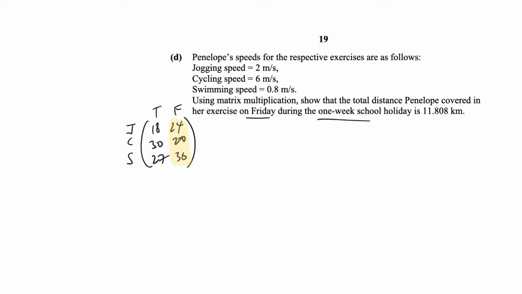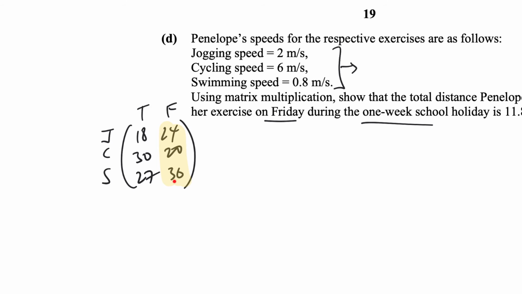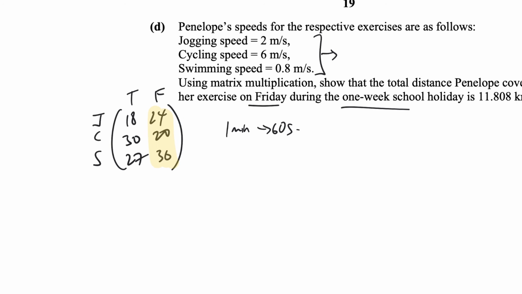Cool. First thing we need to do is convert these to the speed per minute, because all these times are in minutes. If it's 2 meters per second, in 1 minute you have 60 seconds. So for example, jogging at 2 meters per second becomes 2 times 60 meters per minute, which is 120 meters per minute. Make sense? 2 meters in 1 second, but in 1 minute you have 60 seconds, so you times 2 by 60 to get 120 meters per minute.